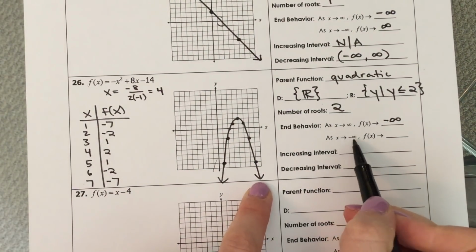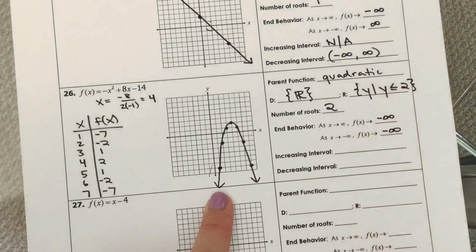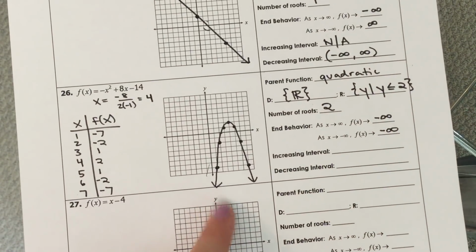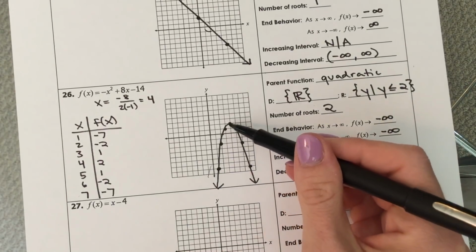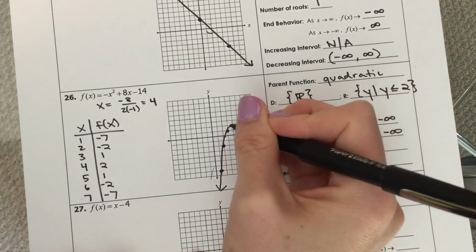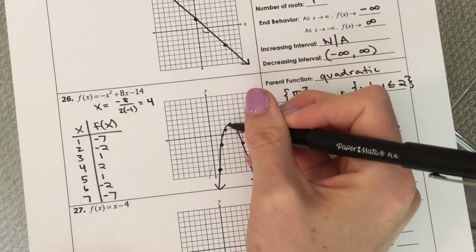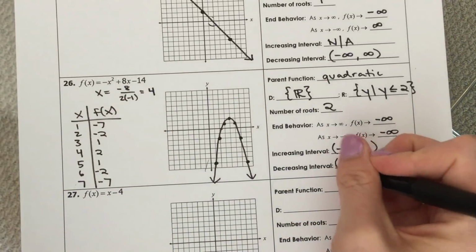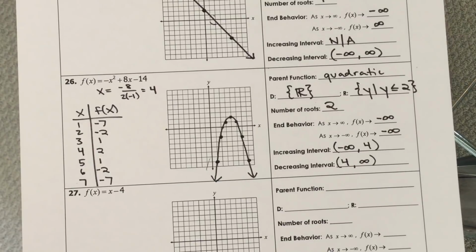As my x values go to the left, so that is this arrow, that arrow is going down as well. So these should always match with quadratic and with absolute value. So let's look at increasing, decreasing. It increases up until it hits its vertex. So starting at negative infinity up until this vertex, and that x value is 4. And then once it hits its vertex, it decreases for the rest of its range. So it decreases starting at 4 and then going on from there.